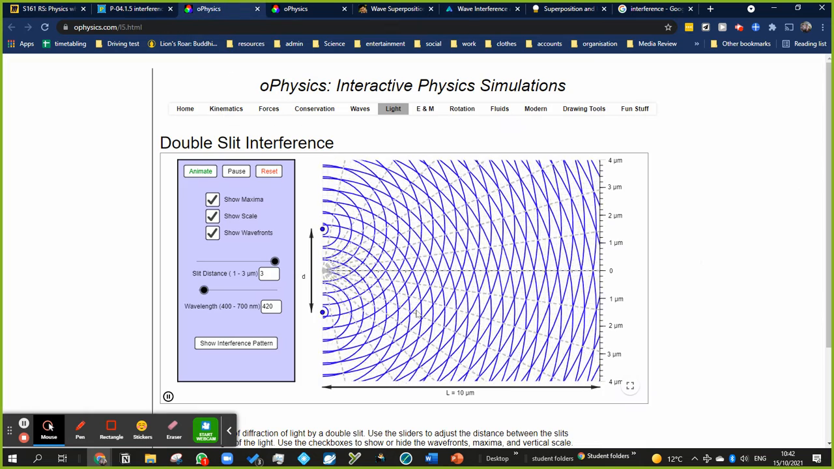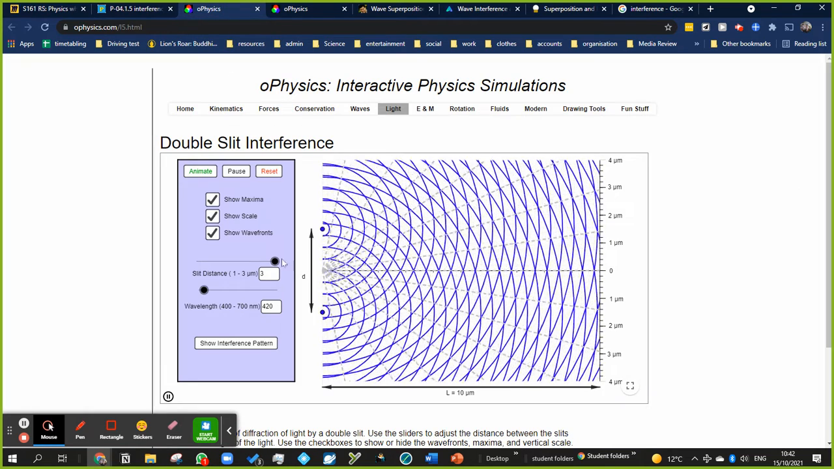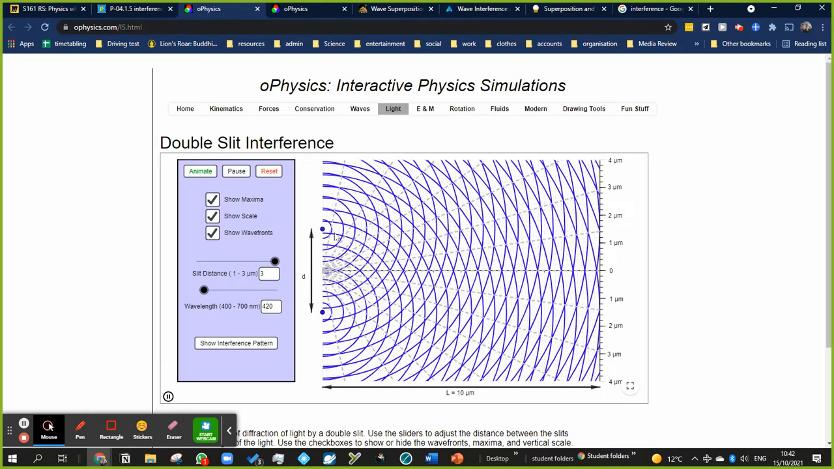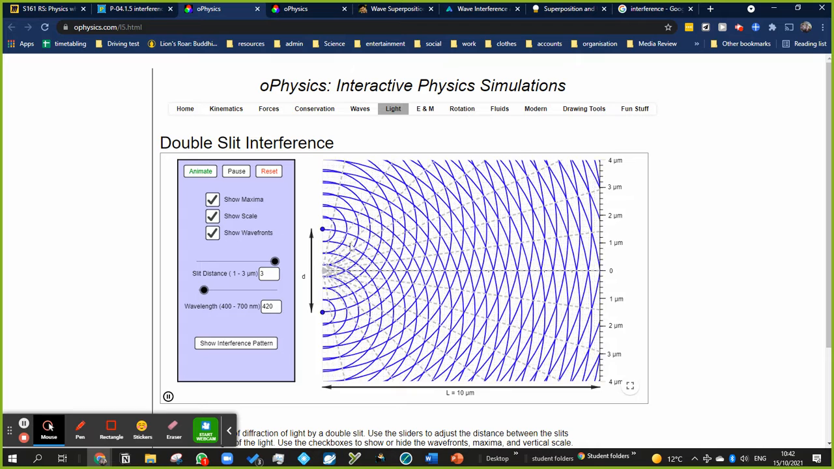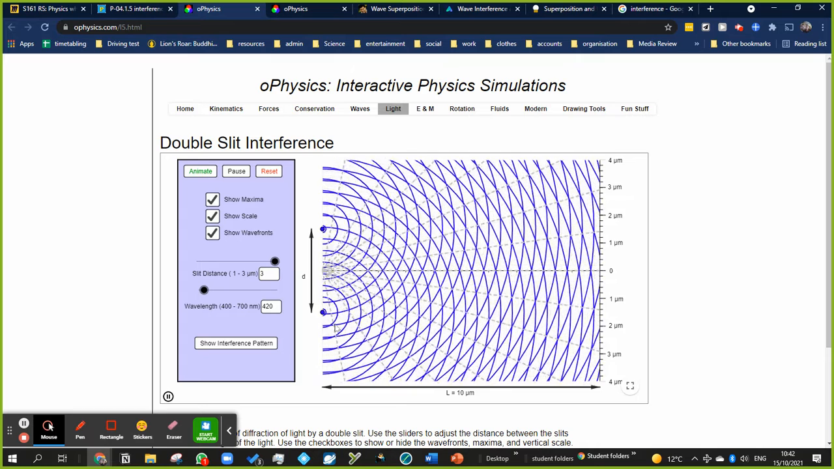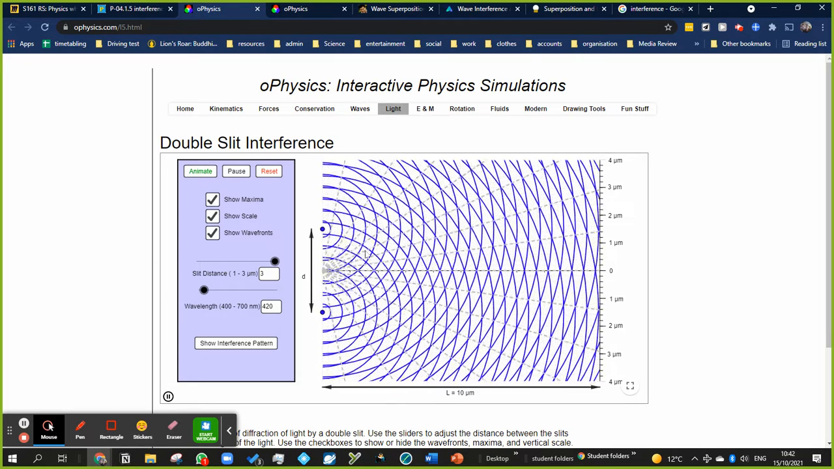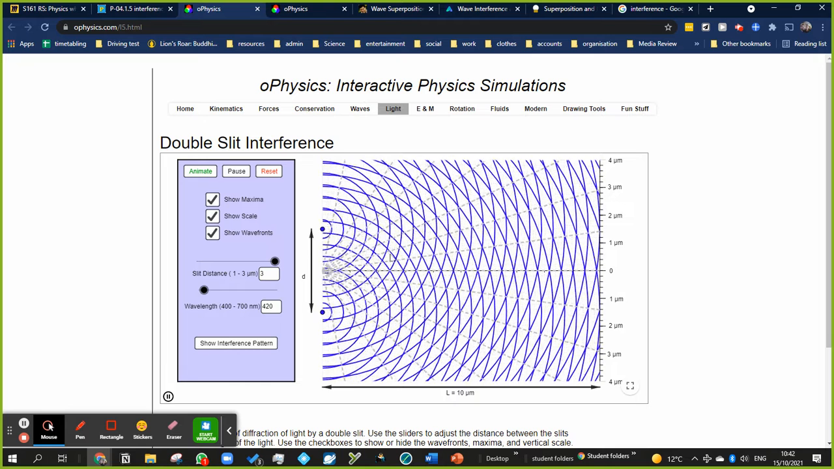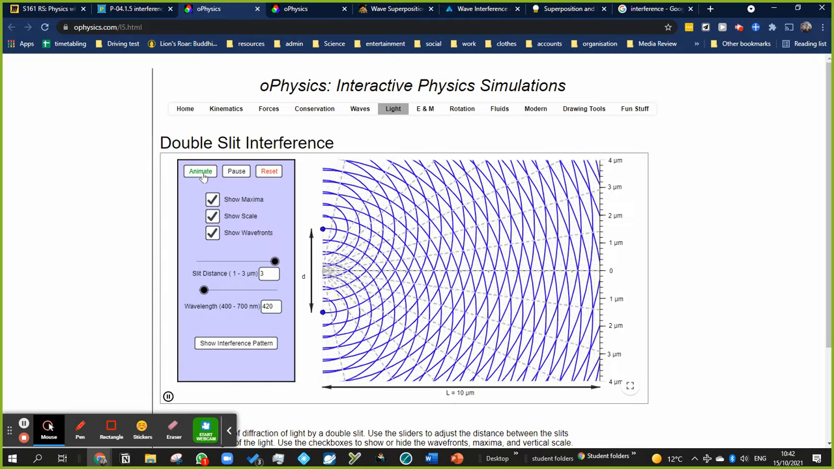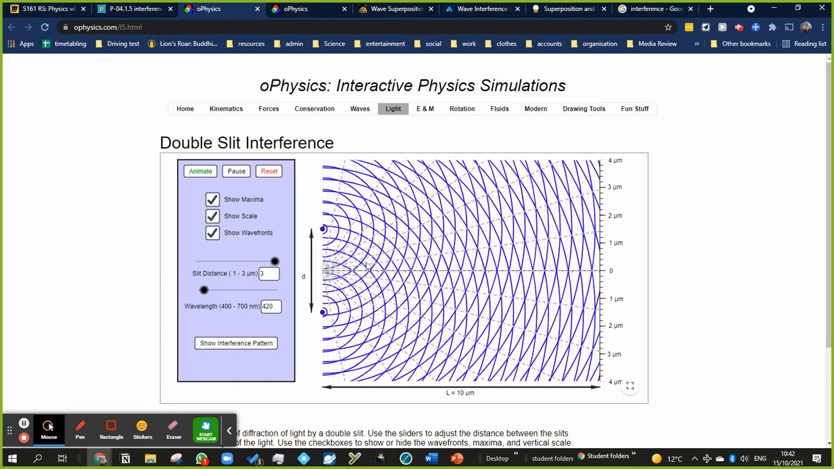If we look at the double slit, we can see with one wave, the waves are spreading out in circles, and the same with the one below, and they're going to interfere with one another. Now, if we pause it for a moment, you can see these dotted lines are showing where the maxima are. The reason for that is because the wave fronts are touching at that point.